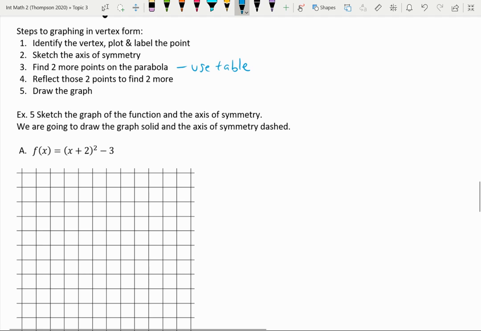So example 5, sketch the graph of the function and the axis of symmetry, and then underneath it says we're going to draw the graph solid and the axis of symmetry dashed. So friendly reminder, we're going to draw the graph solid and the axis of symmetry is going to be dashed. And part of your homework assignment on this asks you to do the same thing.